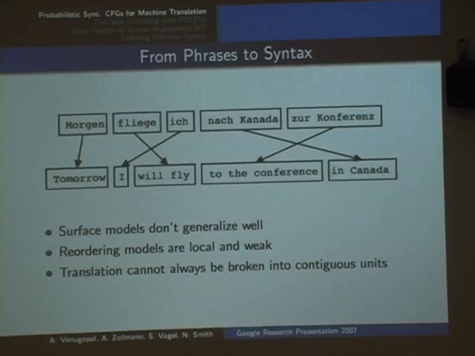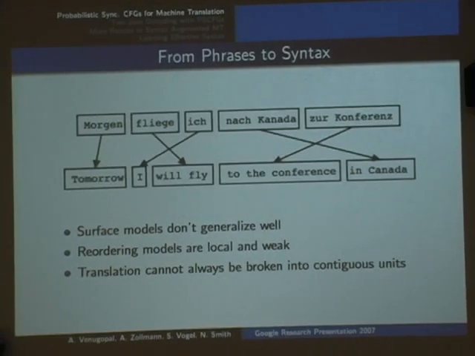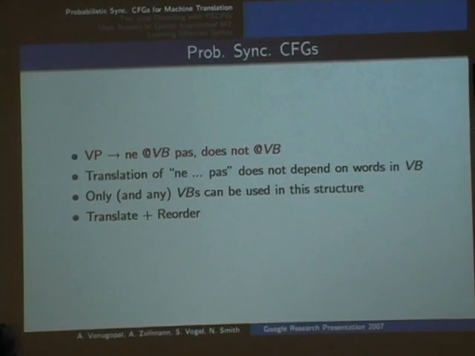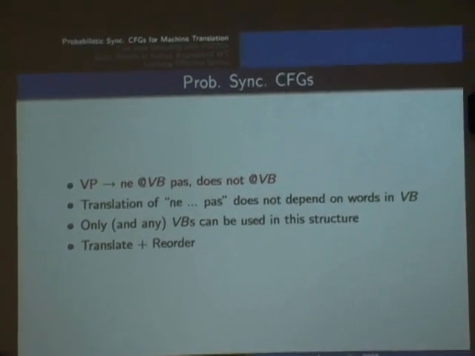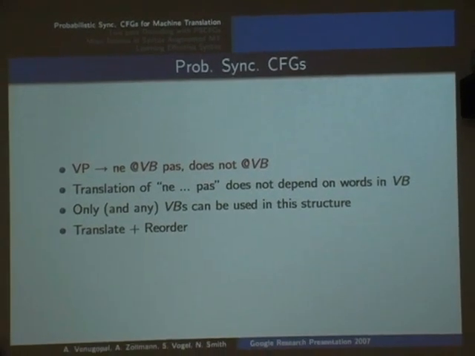And also, phrase-based systems have this issue where translation cannot always be broken up into contiguous units. So if we want to translate from one language to another, and we don't have contiguous notions of meaning that can fit nicely into a phrase, that correspondence is going to get broken, and we'd like to have something that generalizes that better.